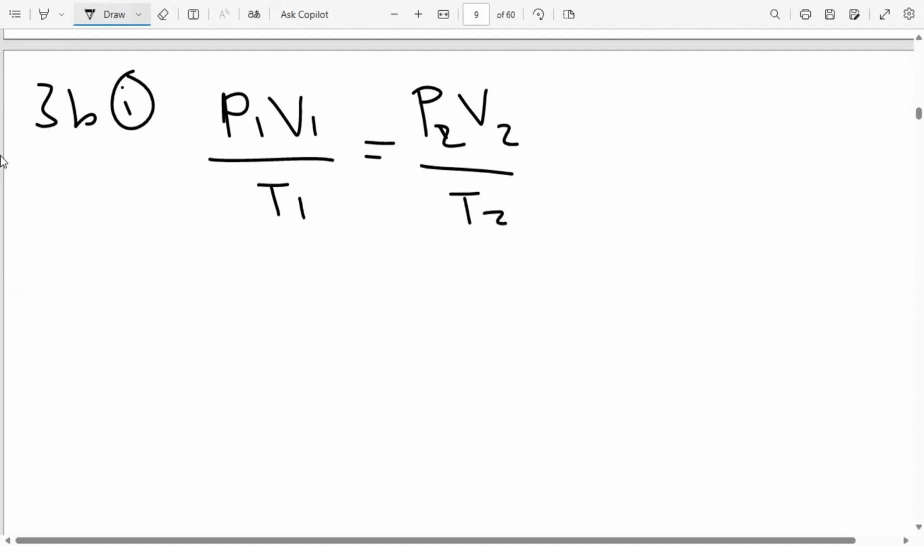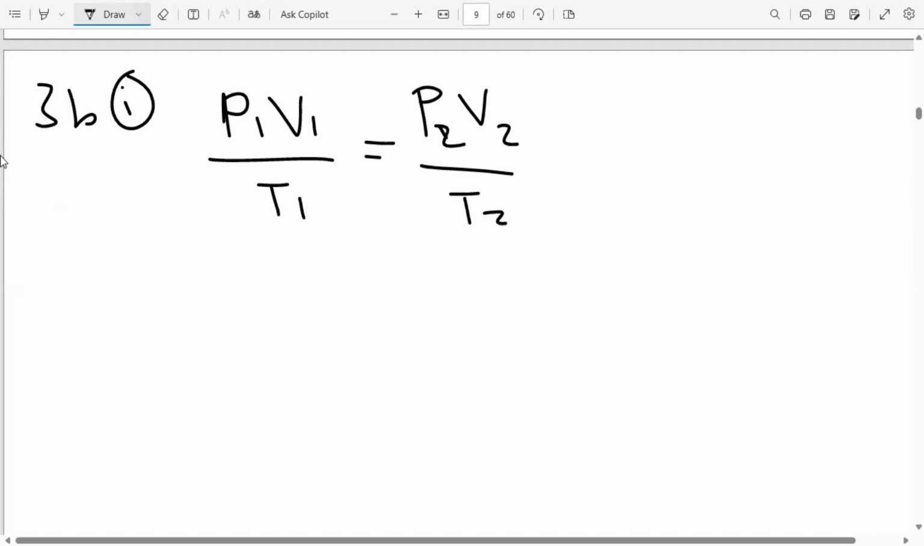This is as simple as it is. This is the combined gas equation. From this equation, you can derive all the equations you can talk about. You can derive Boyle's law, Charles's law, and Gay-Lussac's law all from this same equation. So you're supposed to know this one. If you know this one, then you're good to go.